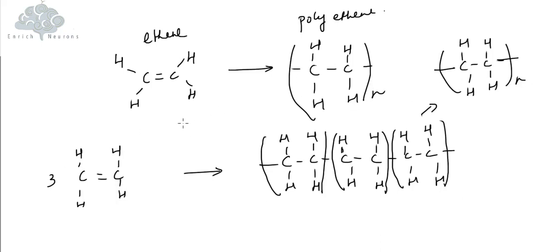But now you would be considering it for a larger molecule, so the n here would be 10,000 or something like that. I hope this video was helpful to you in understanding what addition polymerization is. Check out my videos if you want to know how to make the structure of a polymer from the monomer or vice versa. Thank you.